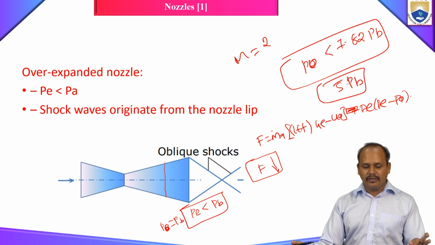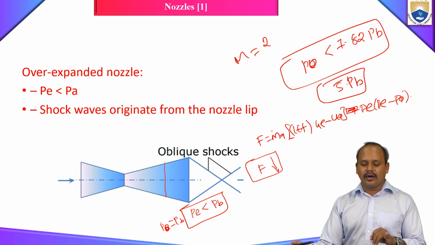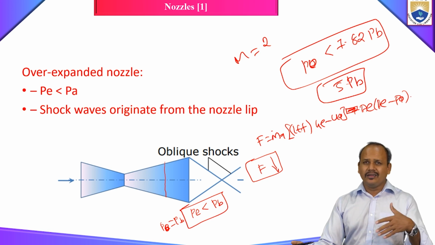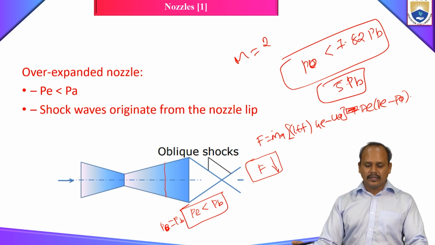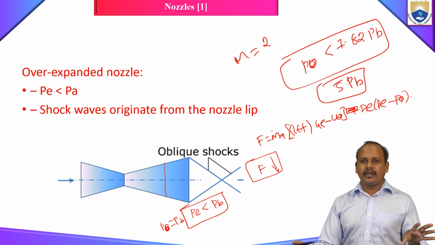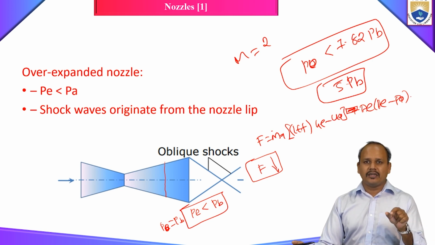For the convergent divergent nozzle, we have three operating conditions: correctly expanded case, underexpanded case, and overexpanded case. During your correctly expanded case, we'll have Mach wave generation at the nozzle exit. Your P is equal to PA, and you will have the maximum thrust generation.